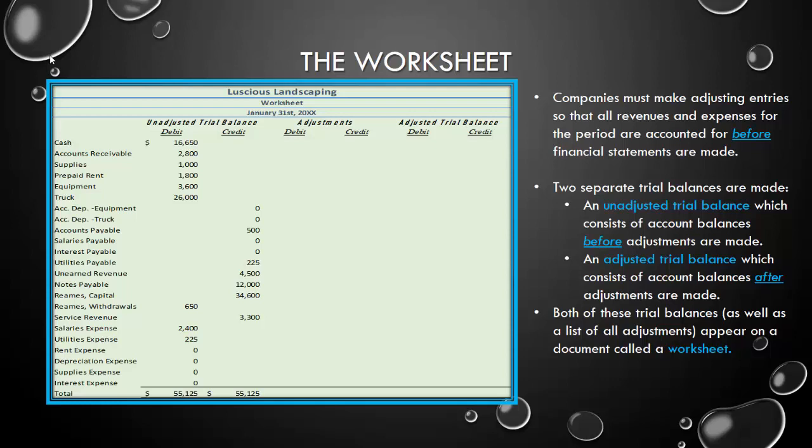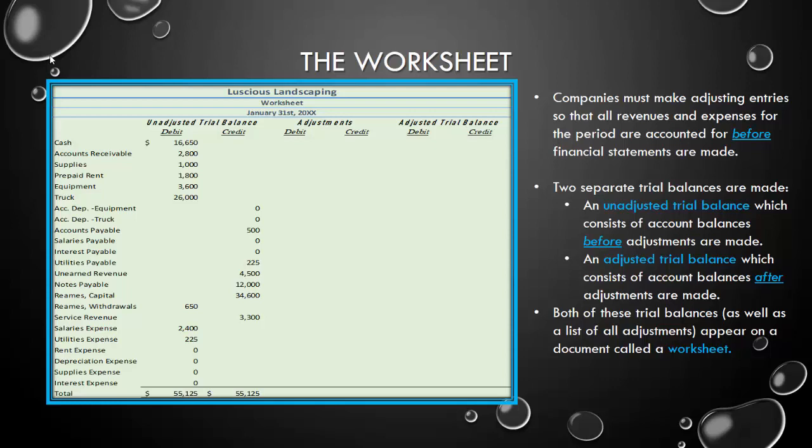The reason that I prepare this worksheet is because it's going to list the amounts we had before we made adjustments, the actual amount of adjustments that we had, and what our trial balances are after our adjustments have been made. And the reason that we need them after adjustments is because that is going to be the set of numbers that we use to prepare our financial statements.